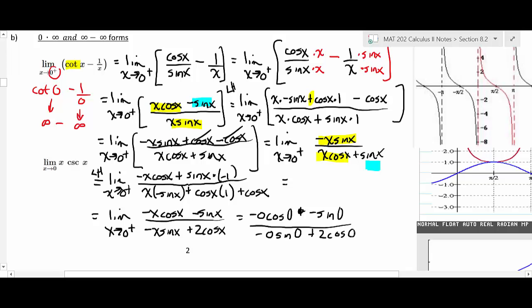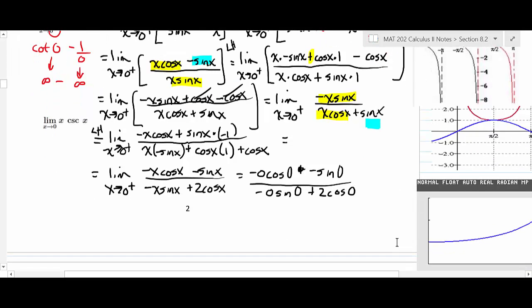You can do a lot of this in your head. Just be careful when you do that. So what you would have then is 0, cosine of 0 is 1, sine of 0 is 0. And then in the denominator you have 0 times 0, again, sine of 0 is 0, and then cosine is 1. And that's what saves us, right there. So what we have is 0 over 2. So 0 is the answer. Okay, how about that?